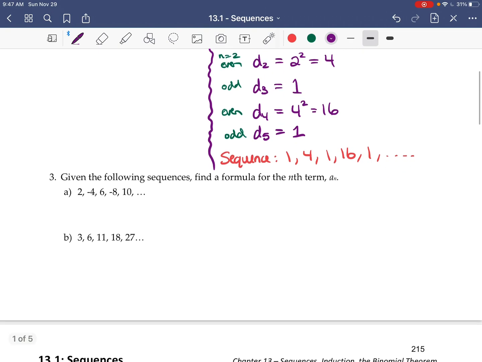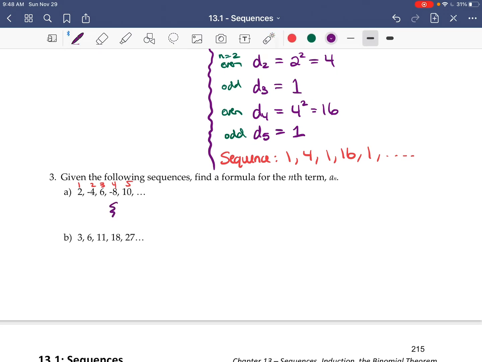Okay, now it's harder to find the pattern when it's not given. So if we had these sequences, we want to find a formula for the nth term. So this is going to be n equals 1, 2, 3, 4, 5. Okay, so you want to see a pattern. You might notice that each of the numbers is double the input. So it's going to be 2 times the input, but then they switch from positive to negative, positive to negative. So all the even ones are negative.